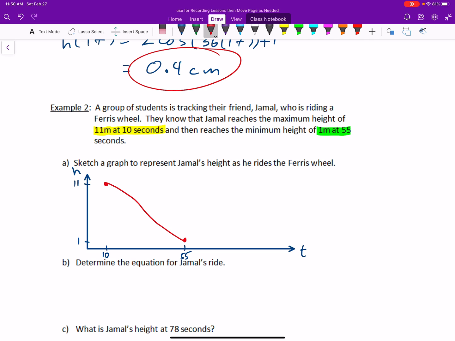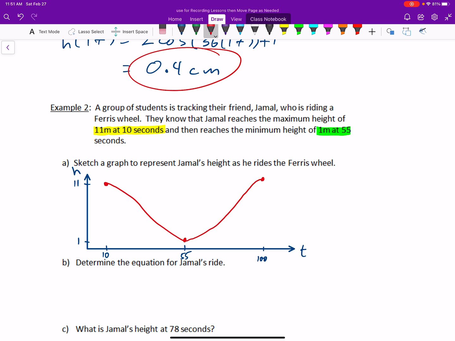In other words, to get one full cycle in, he's going to have to get back to the top again, isn't he? So back to the top is going to be after some further time. And we know that the height is going to be 11 meters when he gets back to the top. We even know how long it should take him. It took him 45 seconds to get from 10 seconds to 55, so it should take him another 45 seconds to get back up to the top. So if I add 45 to 55, then I should be back at the top again after 100 seconds. And now we can see what one full cycle is going to look like.